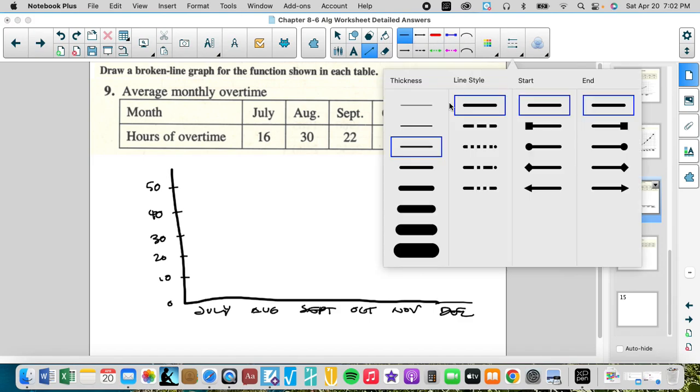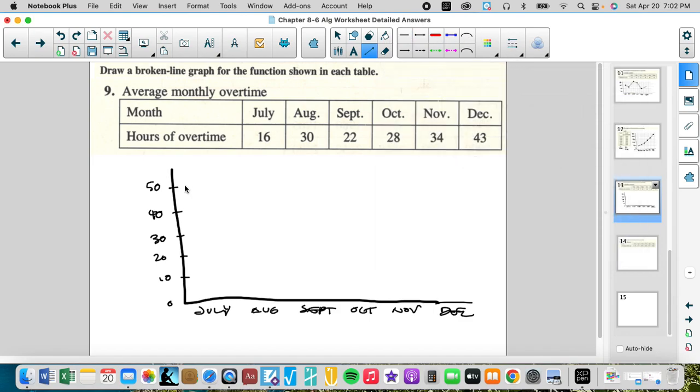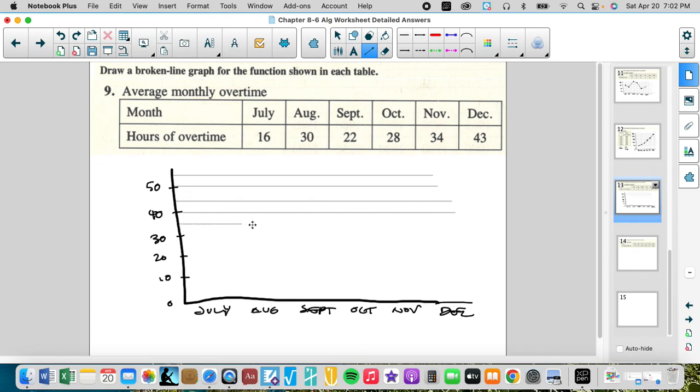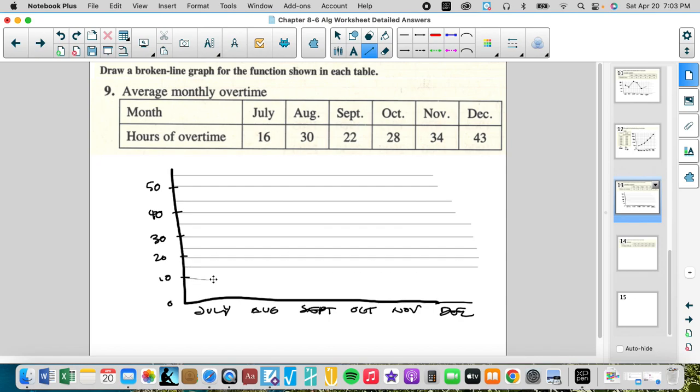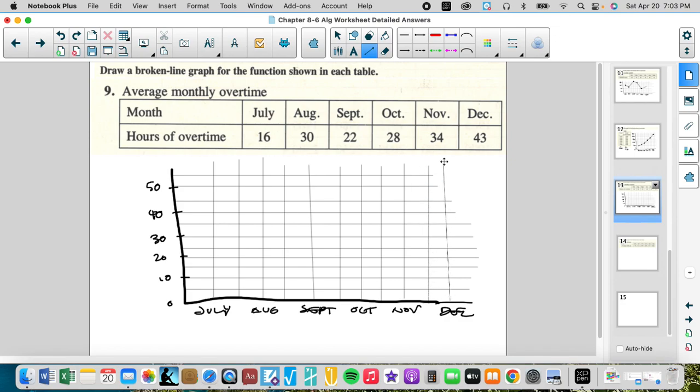Let's draw some lines. 55 is going to be there. 45 is going to be there. 40 is going to be there. 35, 30, 25, 20, 15, 10, 5. July. Let's do one between July and August, between August and September, between September and October, between October and November, between November and December.